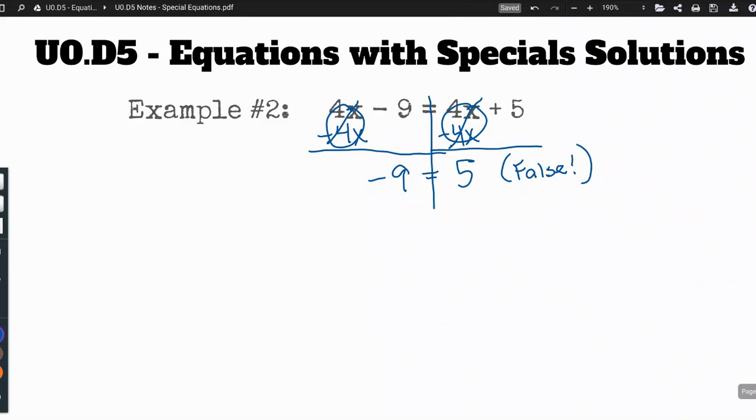I would consider this to be a false statement, which tells me then that x can't be anything. In the last example, I think we got 5 equals 5, which is always true. So all real numbers are solutions. But here we're saying there's no way that those two numbers can be equal to each other. So there's no possible value for x that can make this equation balanced or make it true. So this is an example where we would say no solutions.